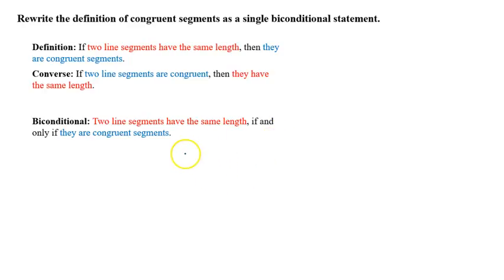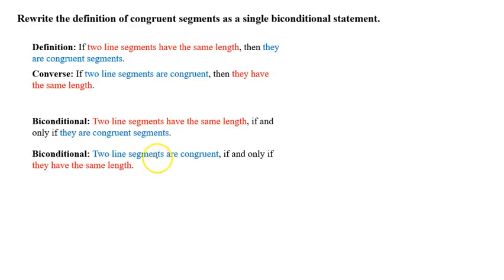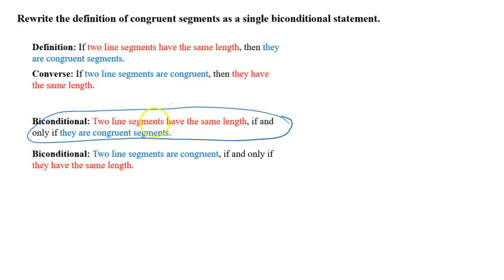Just want to point out one little thing, that these two biconditionals are logical equivalents. Just switching which one's called P, which one's called Q, but they both mean the same thing. Two line segments have the same length if and only if they're congruent segments. Two line segments are congruent if and only if they have the same length. Same thing. But when you write it, you only have to pick one. And if they tell you what P is and they tell you what Q is, then put P first, if and only if, then Q.